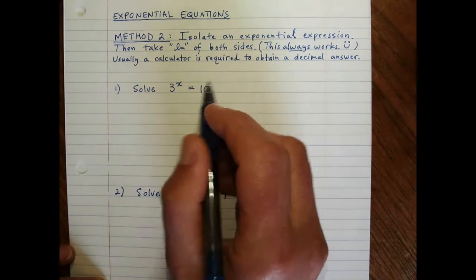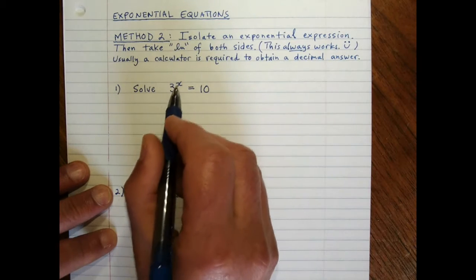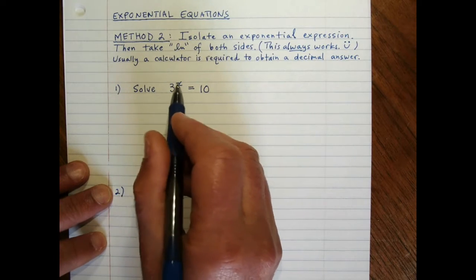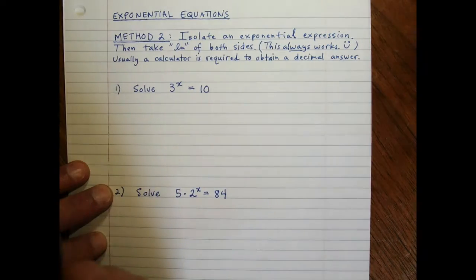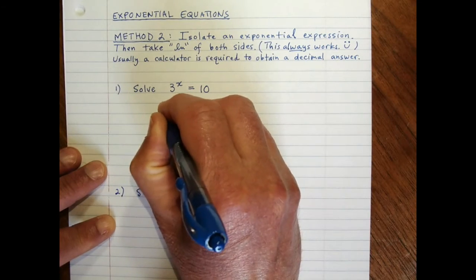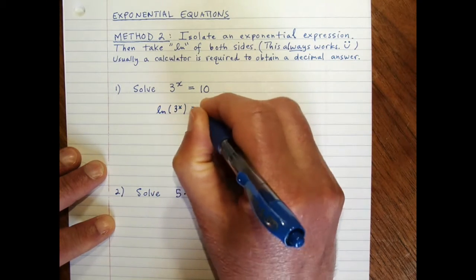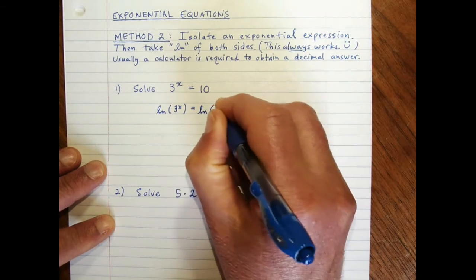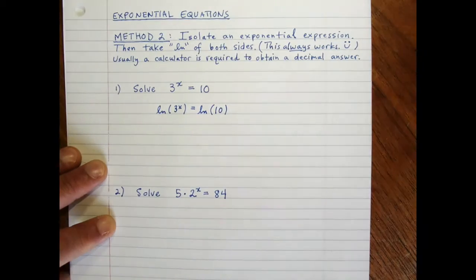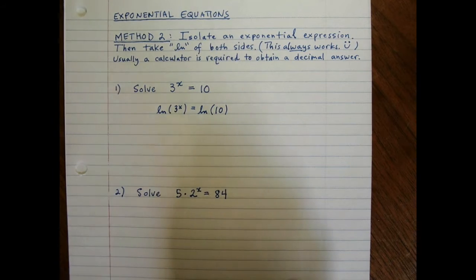So, all right, to apply method 2, we want to isolate an exponential expression. We actually already have the exponential expression isolated here, 3 to the x. So we're going to go right ahead and take ln of both sides of this equation. Ln of 3 to the x equals ln of 10.